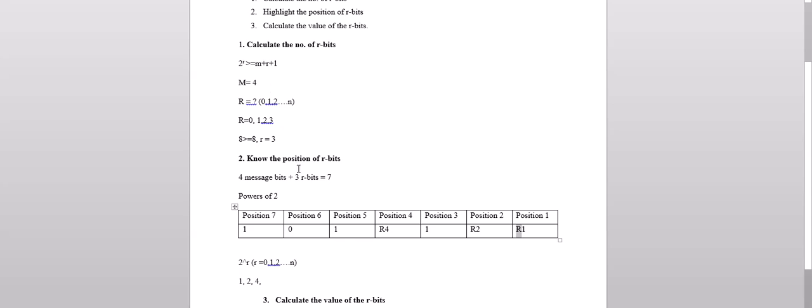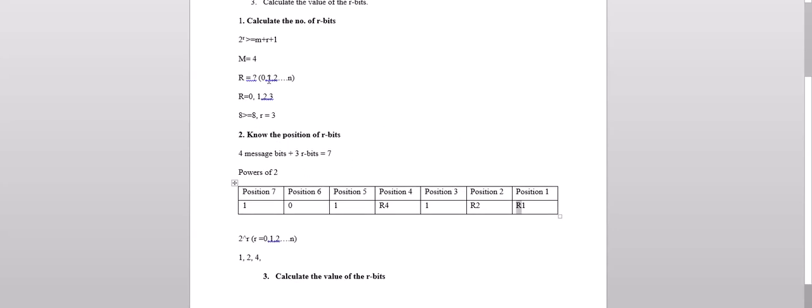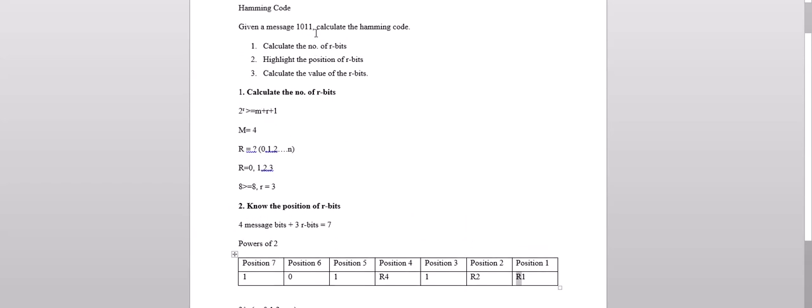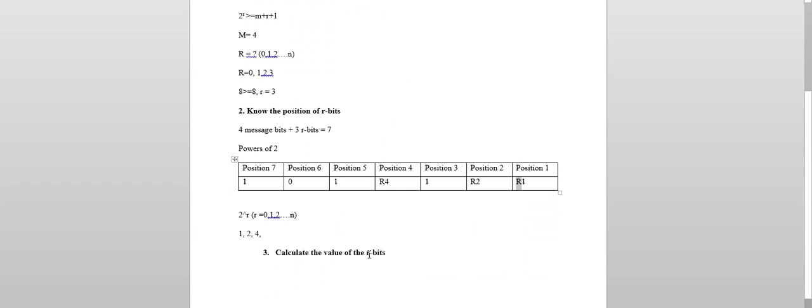Knowing the position was based on us understanding that those redundant bits are going to be at the powers of 2. After identifying the number of redundant bits, which was found to be 3, we understood that the total number of bits we are going to have is 7. So we wrote down those positions, starting from the right-hand side to the left, and said that the powers of 2 are going to locate our redundant bits. After that, we filled the remaining positions with the message bits in the order in which those bits appear. Now, the third step was to calculate the value of these redundant bits.